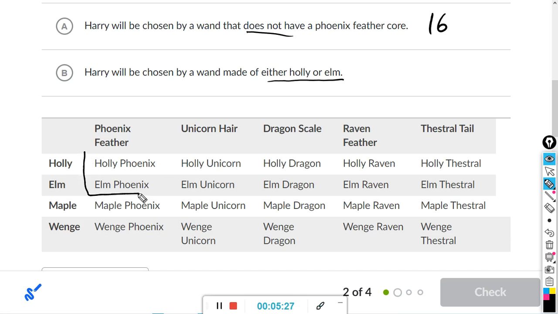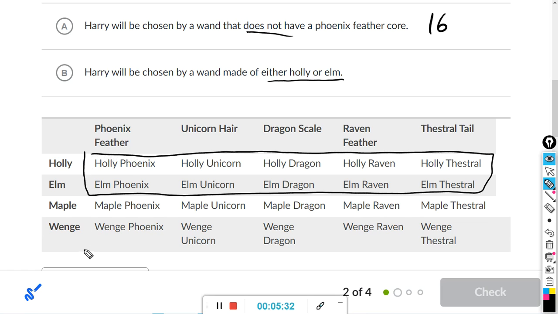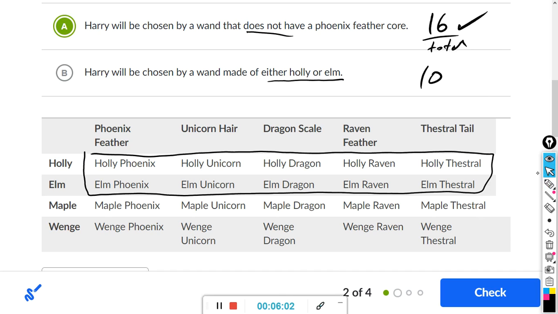So if I put a rectangle around it, how many options are there? 1, 2, 3, 4, 5 times 1, 2. 5 times 2 is 10. So which one is more likely? Well, I would say this one. There's 16 possibilities for part A, and for part B, there's only 10. It doesn't matter how many, they're both going to be divided by the same total if you wanted to calculate the probability. So it's going to be answer A.